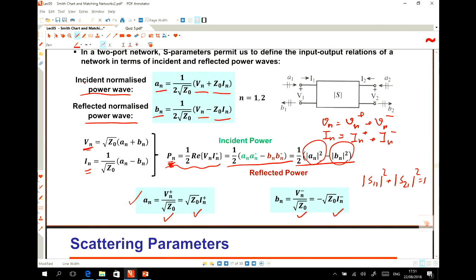Because this is our definition. We say that this is a power wave, but not that power, because that power is this. The quantity with the dimension of power comes from A n squared or B n squared.